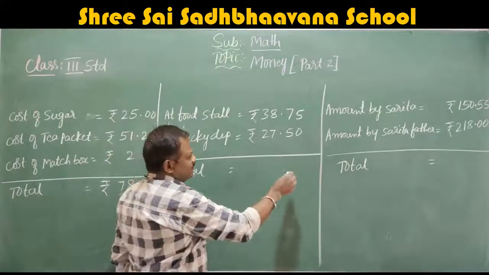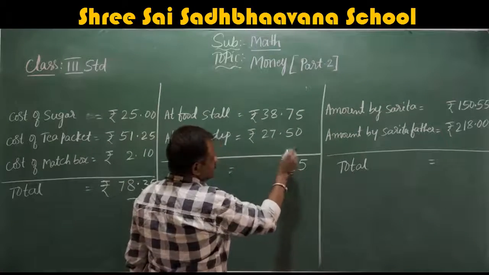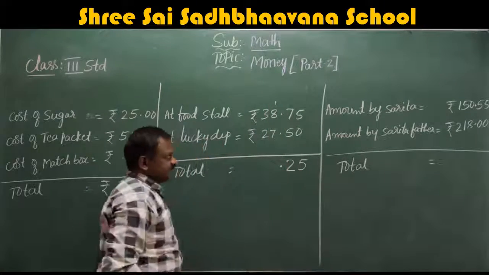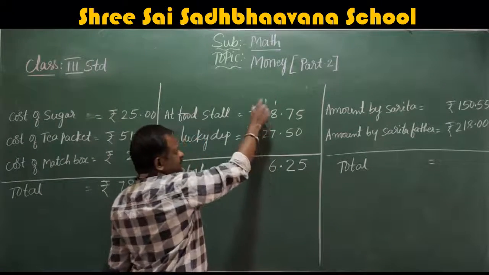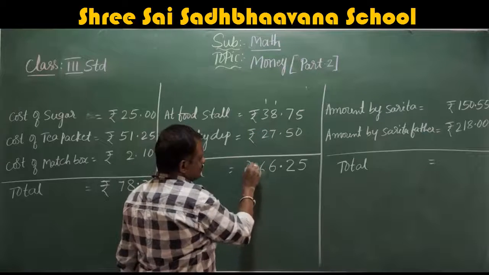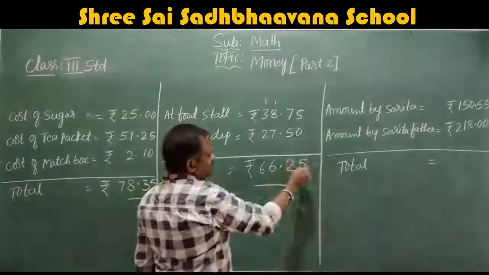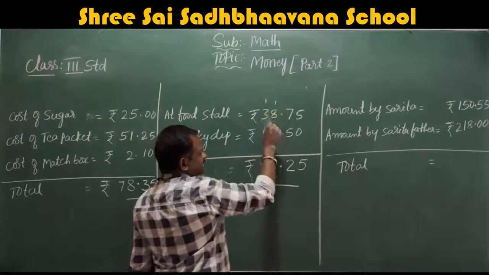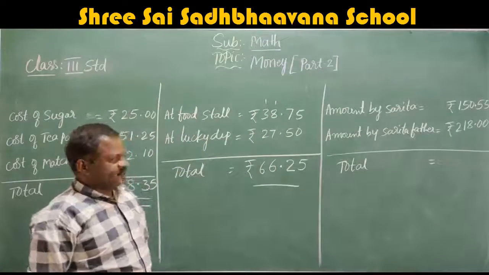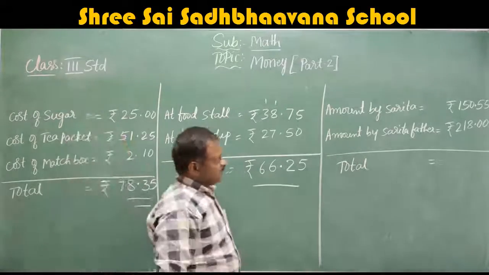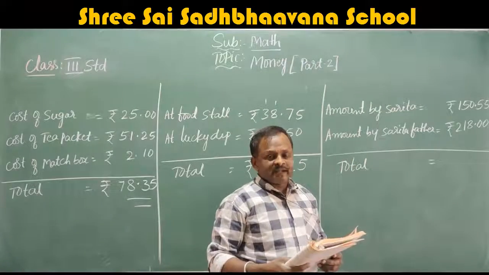Add it. So 5 plus 0, 5 as it is. 7 plus 5, 12. Write 2 here. Take carry 1. Decimal point as it is. 8 plus 7, 15. 15 plus 1, 16, carry 1, 3 plus 1, 4, 5, 6. So rupees 66.25. I will add once again. 5 plus 0, 5, 7 plus 5, 12, carry 1, 8 plus 1, 9, 9 plus 7, 16, carry 1, 3 plus 1, 4, 5, 6. That is rupees 66.25.